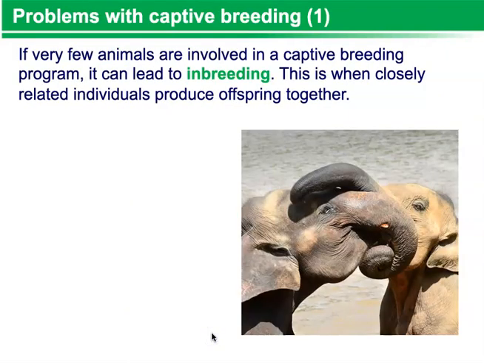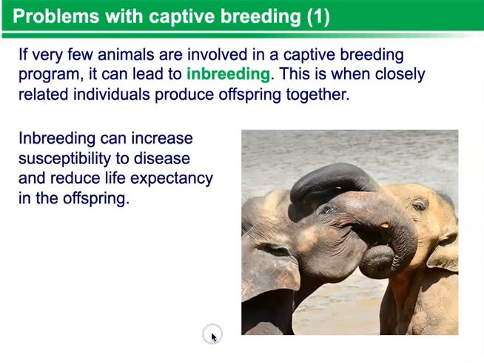Problems with captive breeding programs. If very few animals are involved in a captive breeding program, it can lead to interbreeding or inbreeding. This is when closely related animals reproduce. It causes a gene pool to become extremely small. It can increase the susceptibility to disease of a specific species of organisms, and it can also reduce life expectancy.